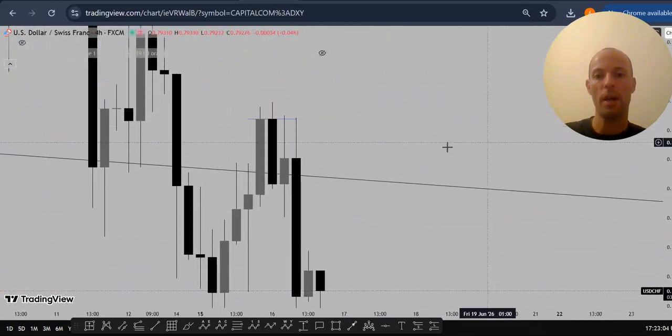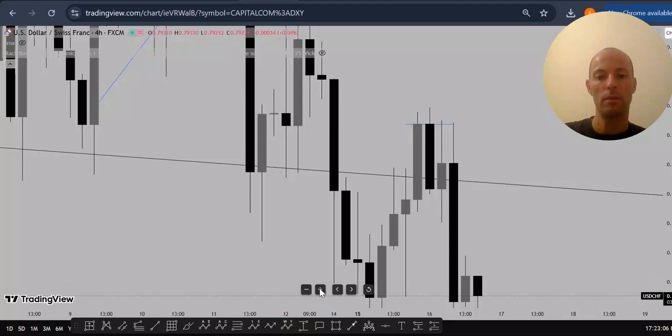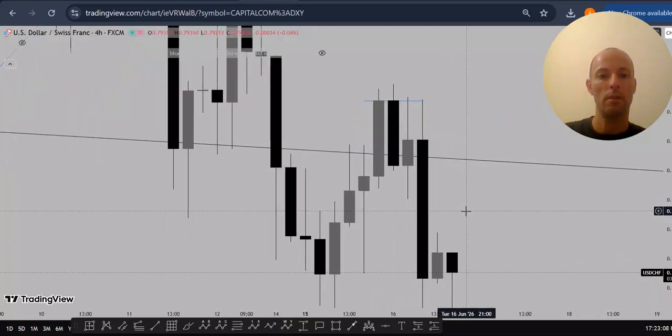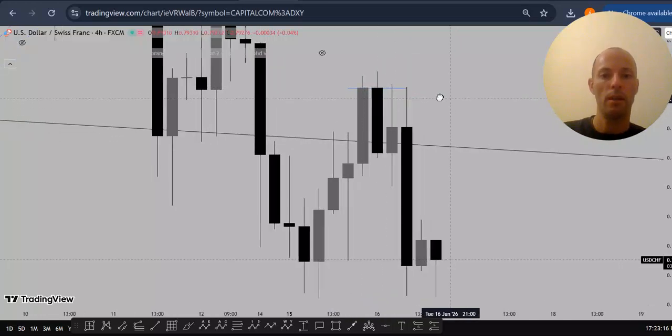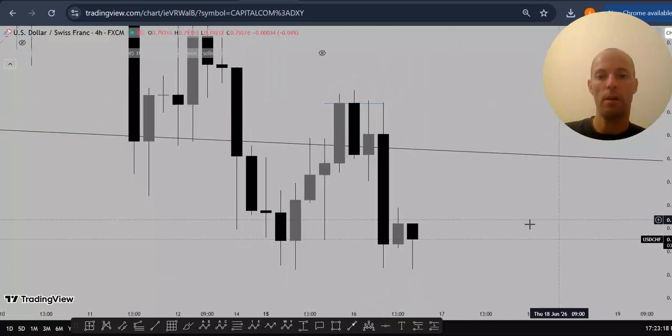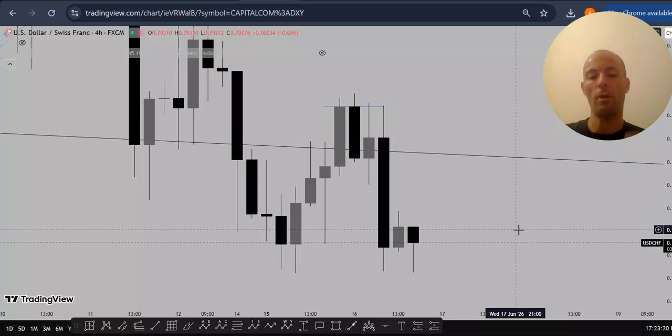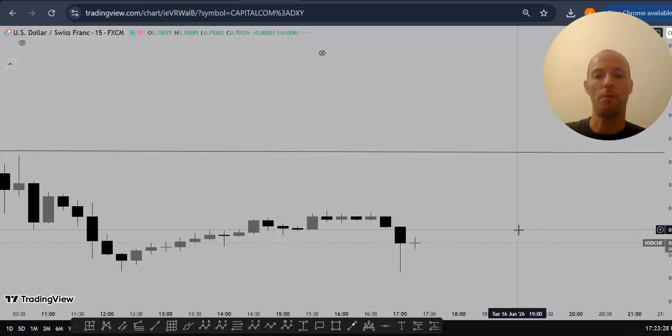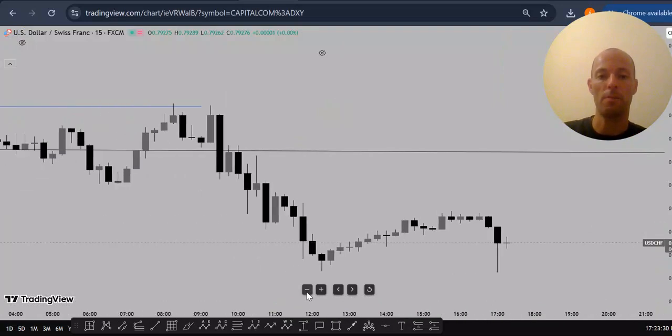So on the 4-hour time frame, today at New York session, price swept out liquidity from here. And now I'm going on the lower time frames, normally on the 5-minute time frame, to look for a confirmation. I didn't find anything on the 5 minutes, but I found a strong confirmation on the 15-minute time frame.